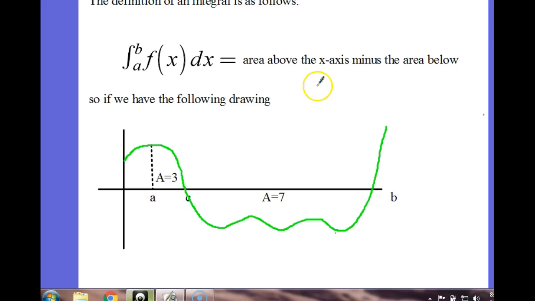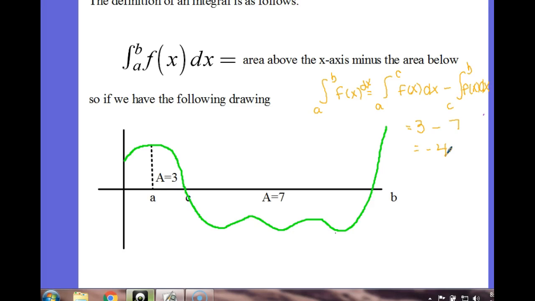So the value of the integral from a to b of this function, f of x, would be equal to the integral from a to c of f of x dx minus the integral from c to b of f of x dx, where a to c is that 3 minus c to b, which is 7, giving you -4. Pretty cut and dry, right? Like, it makes logical sense.